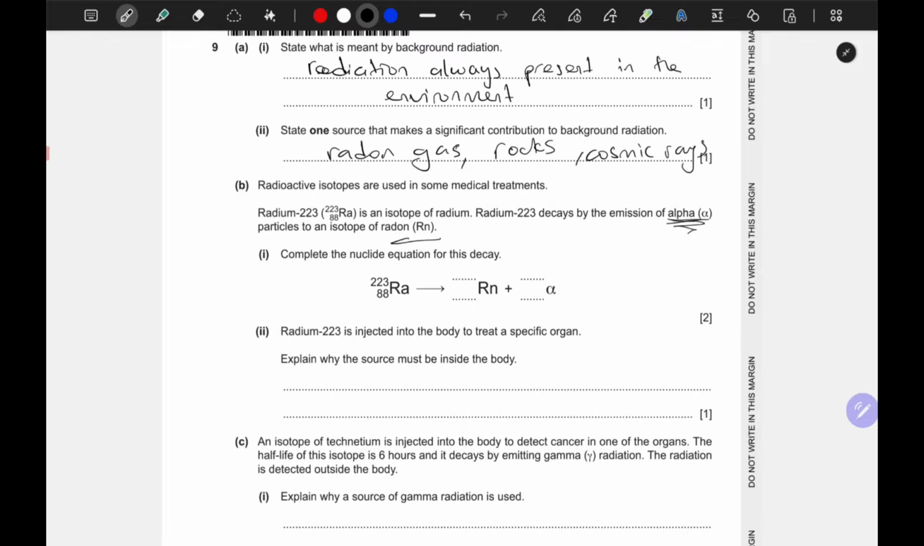So first of all, we know an alpha particle has a mass number of 4 and an atomic number of 2. So now we just have to solve the equation. 223 minus 4 gives us 219. 88 minus 2 is 86. So these two, when added, should give 88, and these two, when added, should give 223.